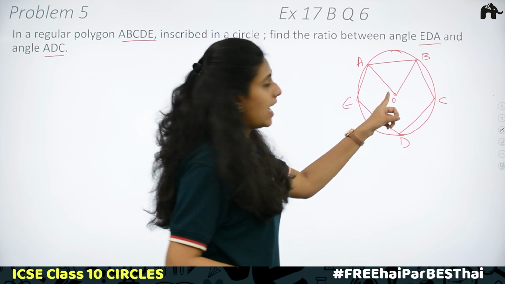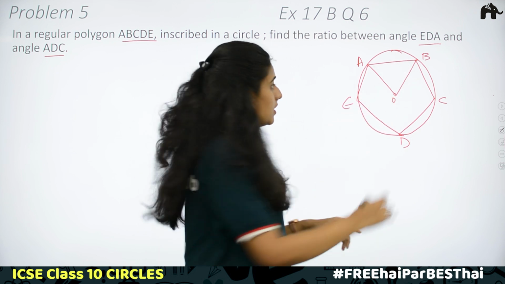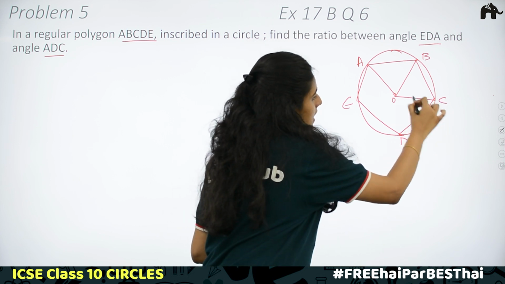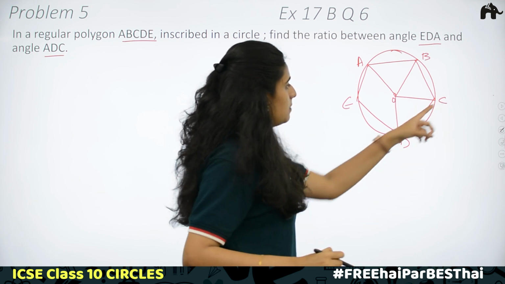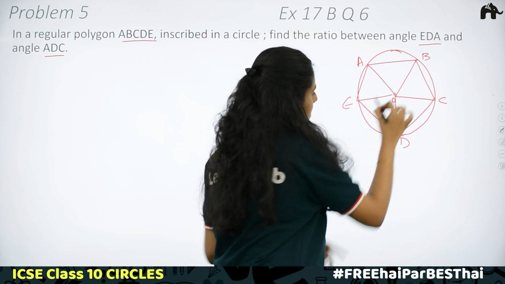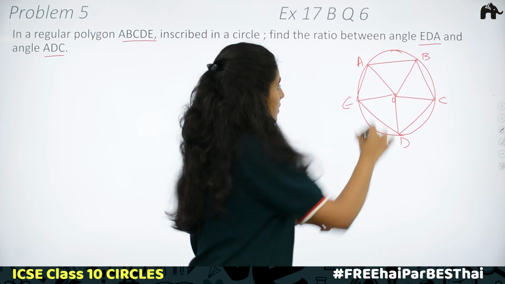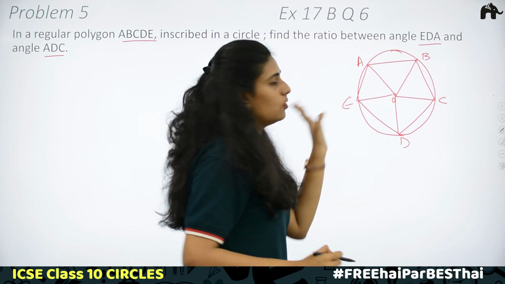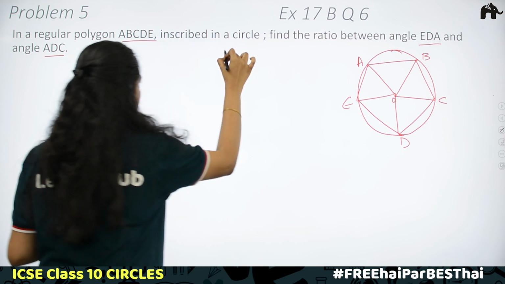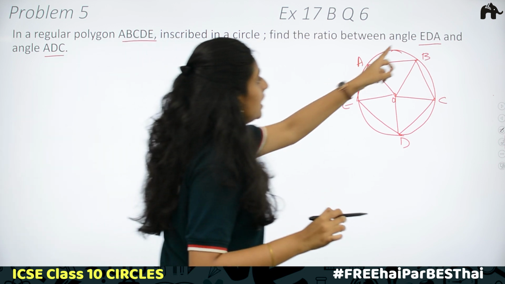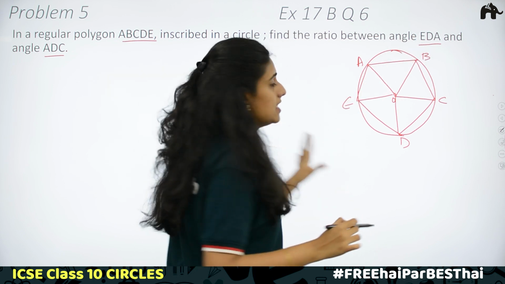AOB is the angle subtended by AB. BOC is the angle subtended by BC. COD is the angle subtended by CD. And DOE, the angle subtended by ED. When you take AE, the angle subtended by AE will be equal to AOE. Now, we have to find EDA and ADC separately.